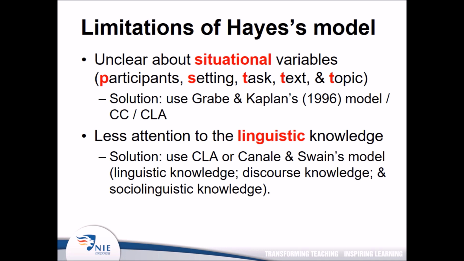The second problem, or not a problem really, a limitation of Hayes' model is that it pays less attention to the linguistic knowledge of writers, and I think it's expected because this model was originally developed for writing in the first language rather than a second language. Therefore, it doesn't have a very strong focus on the linguistic knowledge. Again, the solution is to use communicative competence.